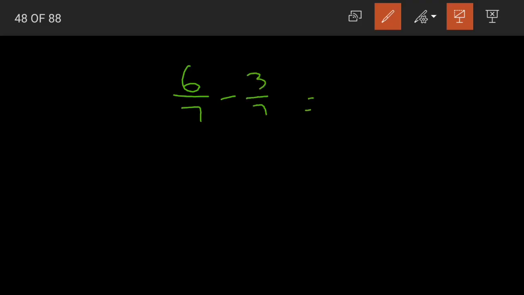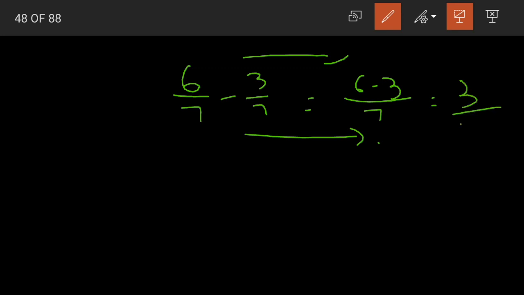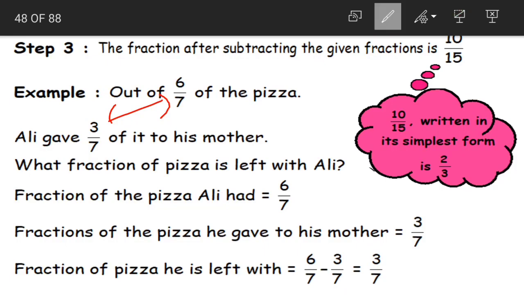6 by 7 minus 3 by 7. Again retaining the common denominator. For the numerator, we'll find out the difference. 6 minus 3, 3 divided by 7. So 3 by 7 becomes the fraction of the pizza that is left with Ali. Ali is left with only 3 by 7 of the pizza.